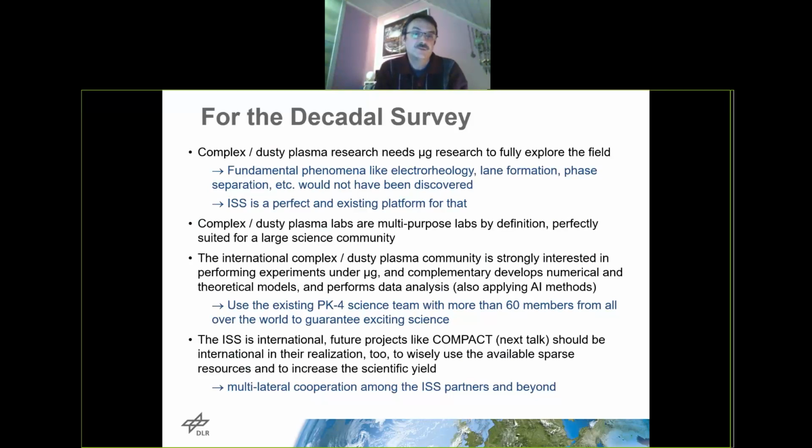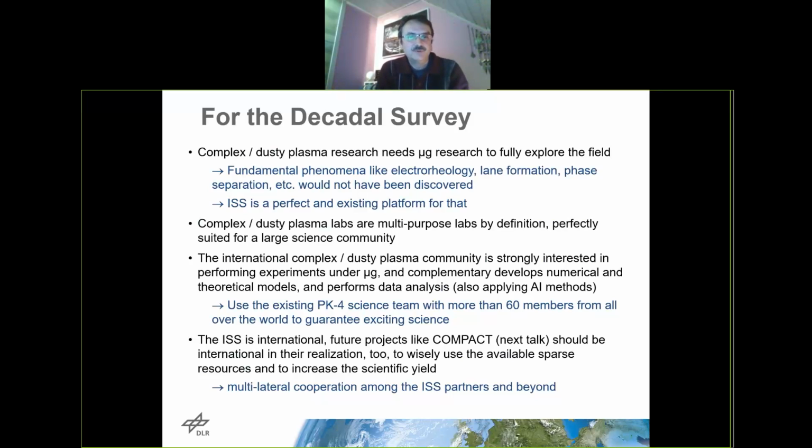So for the future, we should really use the PK-4 science team from all over the world to guarantee exciting science. And finally, the ISS is international. Future projects like Compact, which is the next talk, should be international in their realization to really wisely use the available sparse resources on the ISS and to increase the scientific yield. So multilateral cooperation among the ISS partners, among the agencies, and beyond is really requested.